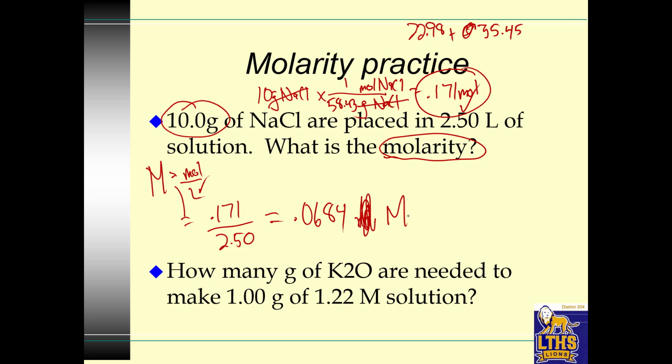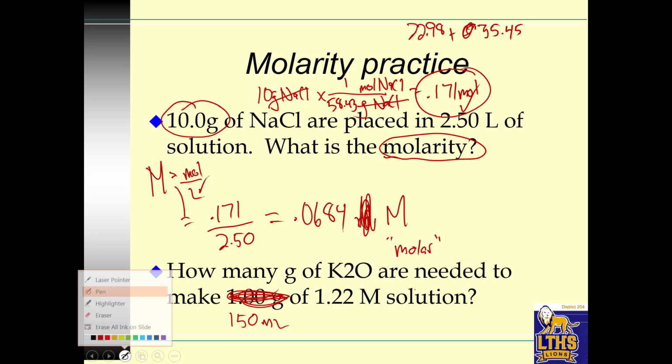Capital M is molar. It has to look like capital M, and it's said molar, like the teeth that people that live in your neighborhood have. Okay? Hope that makes sense. The other type of thing we ask is how many grams of K2O are needed to make, I made a boo-boo, we'll call it 150 milliliters of 1.22 molar solution. Oh my goodness. I'm going to do the work up here.